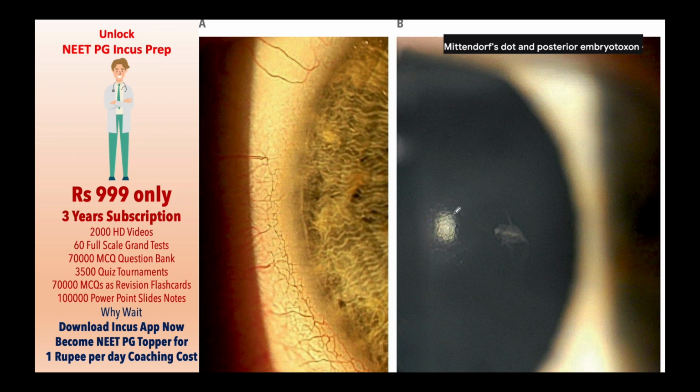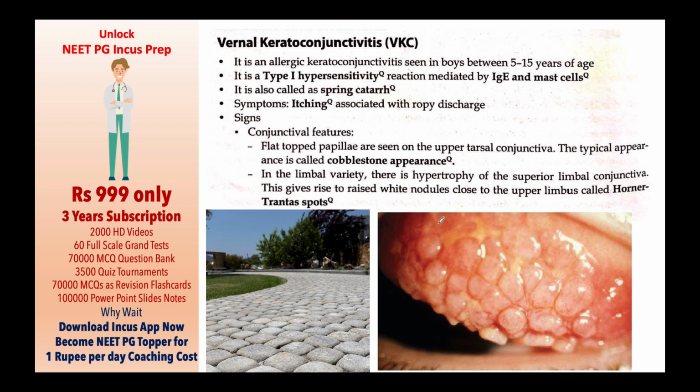Now this is what we are talking about in the lens. A Mittendorf's dot is what you are able to see. Now, vernal keratoconjunctivitis, one of the very high yielding facts. At least every topic in ophthalmology, you should know 10 points for tomorrow's NEET PG.